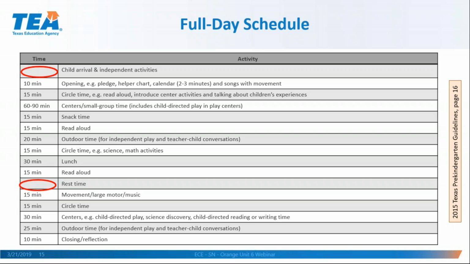Notice outdoor time is shorter. It's only 20 minutes. And then another circle time. And then lunch for 30 minutes. And then a read aloud. Kids are getting lots of read alouds. Then rest time. And then movement, large motor, or some perceptual motor things, some movement, music, that kind of thing. Then a circle time. And some of this is really fluid because they're not telling you exactly what they mean by it. Then learning centers again.